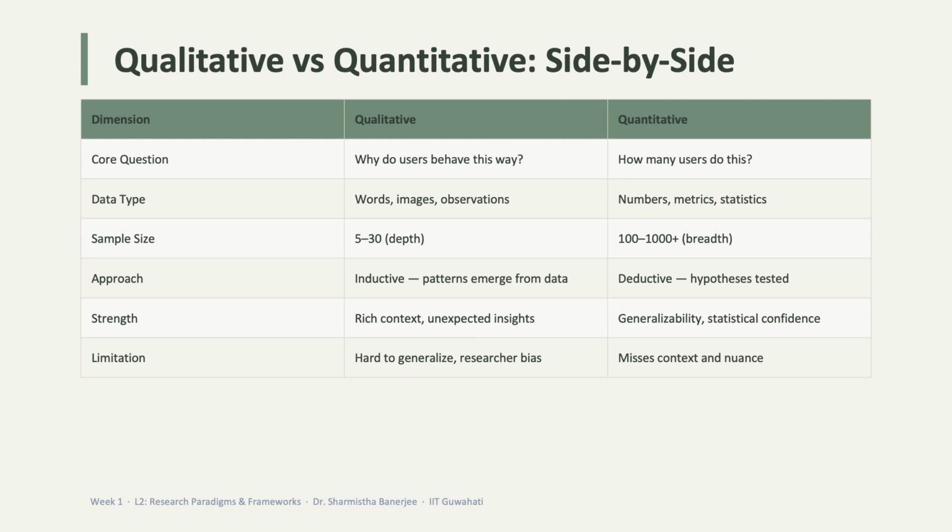However, in the case of quantitative also we have certain limitations. So I am gathering how many. So I might miss a lot of context and nuances which we can only capture through qualitative, which is about why they behave in a certain manner.